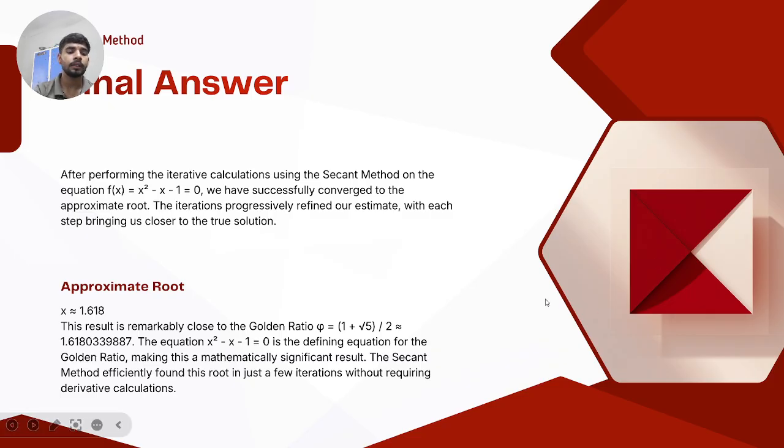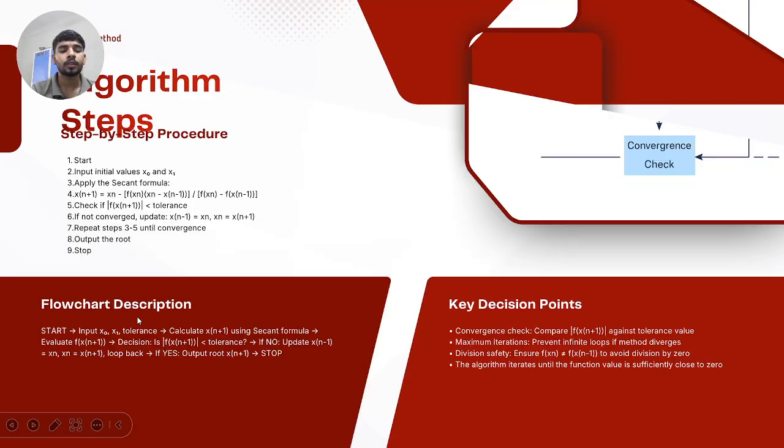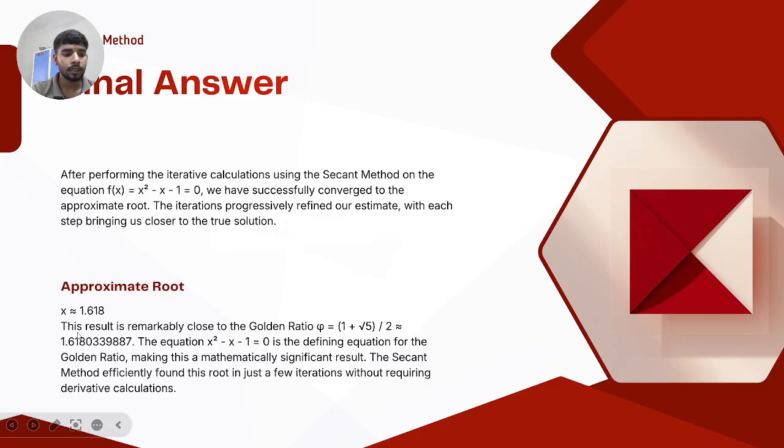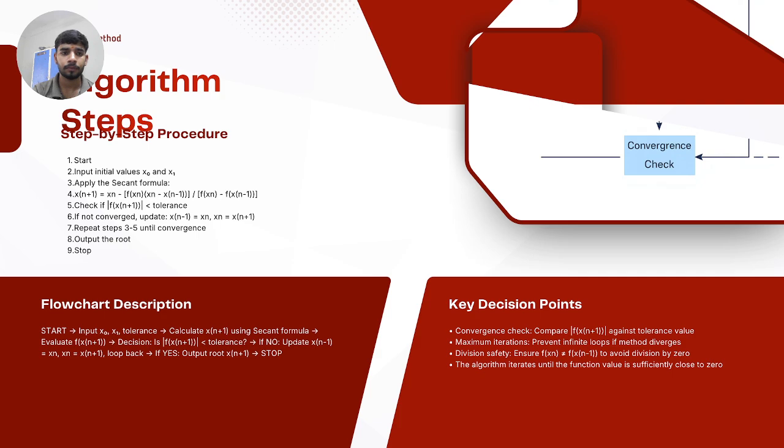Now the final answer is x tends to 1.618. This result is remarkably close to the golden ratio. This equation is the defining equation for the golden ratio, making this a significant result. The secant method effectively found its root in just a few iterations without requiring derivative calculation.